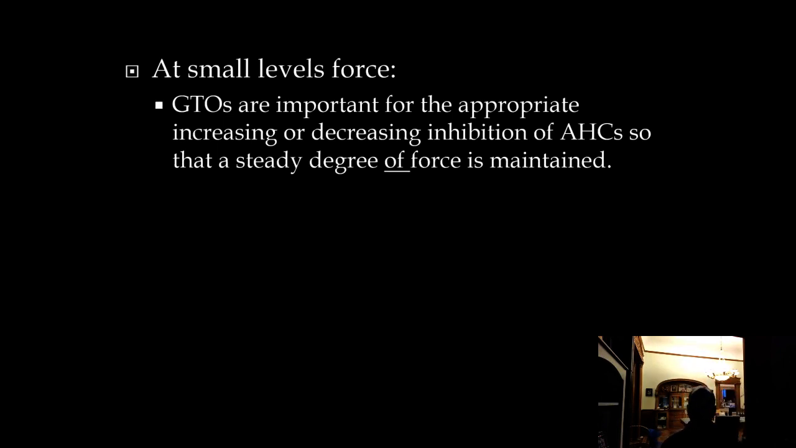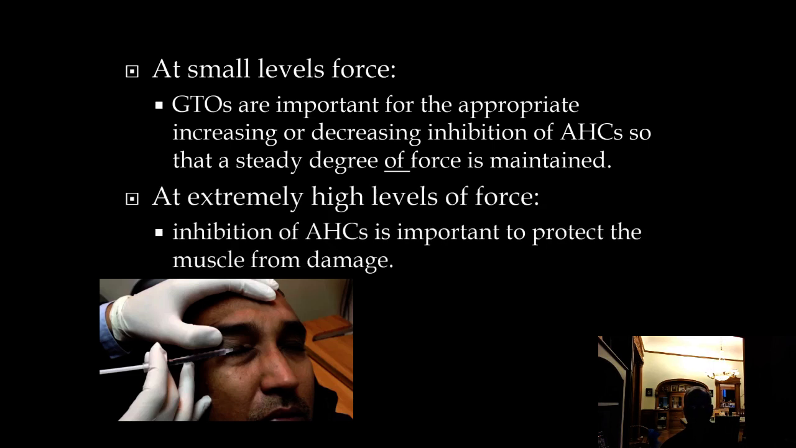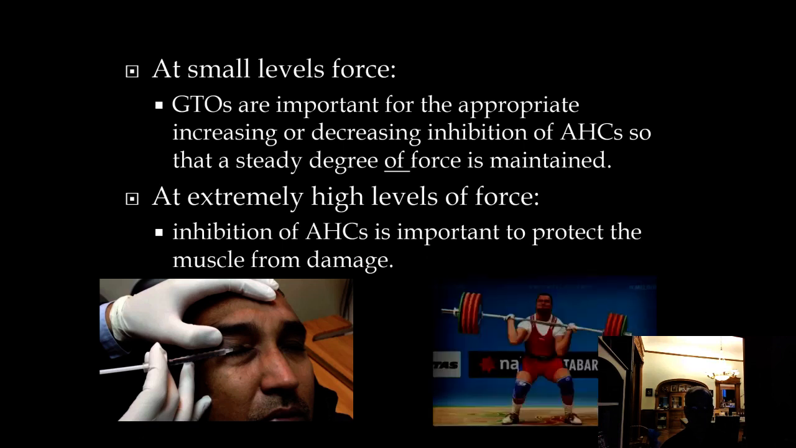So the point is, at small levels of force, like during a procedure, Golgi tendon organs are important for the appropriate increasing or decreasing inhibition of anterior horn cells to maintain a steady degree of force. Okay, and so again, I think about a procedure, one that I do is injecting the eyelid sometimes for blepharospasm. Well, I want to be able to very finely control that movement, and the Golgi tendon organs are probably important for facilitating something like that. And again, at extreme high levels of force, it may be important to protect muscle from damage.